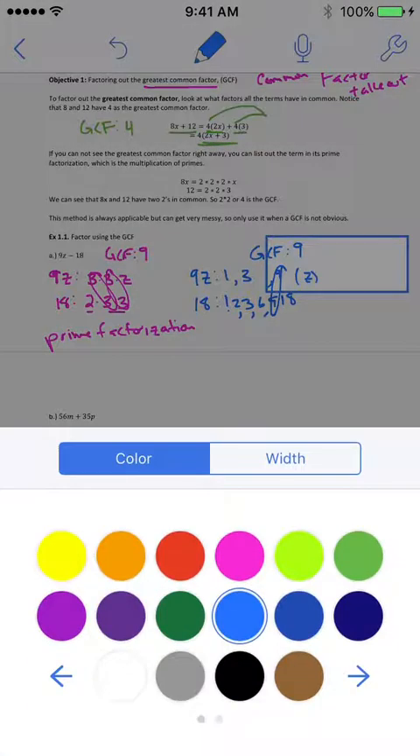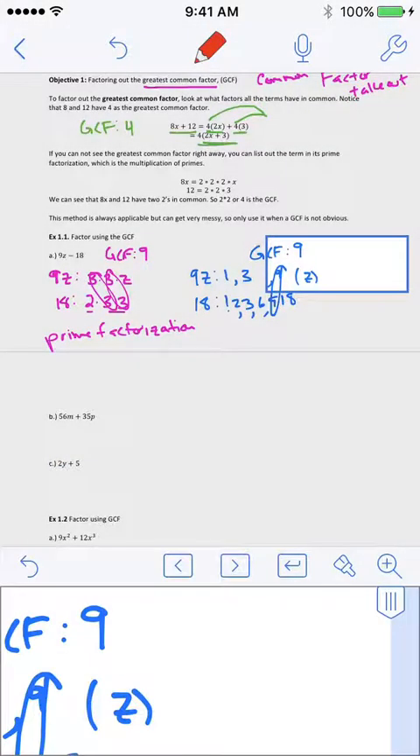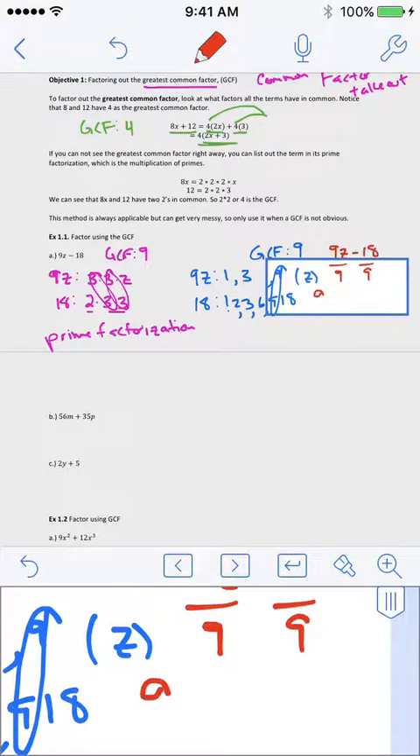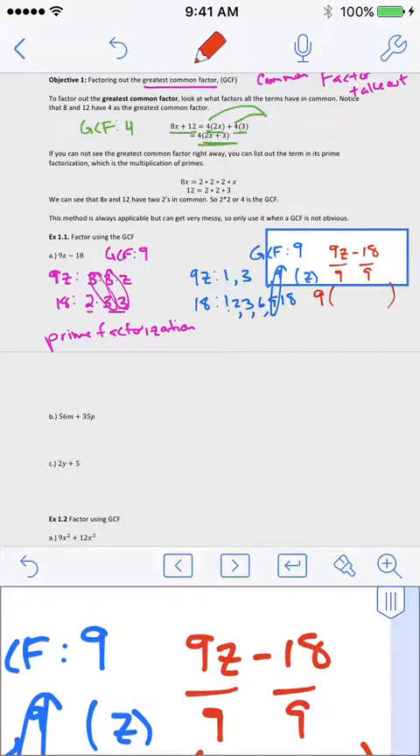So I'm going to go over here. I'm going to say, okay, my original thing is 9z minus 18. That's my original polynomial. And I'm going to divide each term by the GCF. Divide by 9. When I do that, I'm essentially taking it out. So instead of multiplying a 9 in, I'm pulling a 9 out. That's what I'm doing, right? But in order to do that, I have to divide.